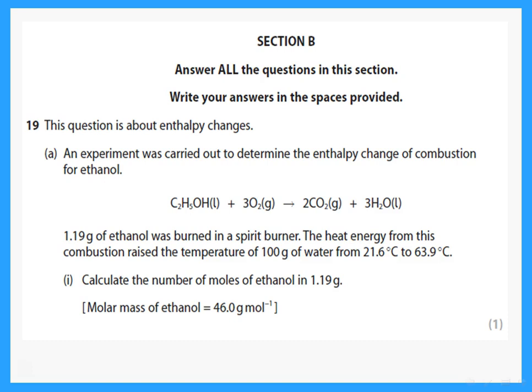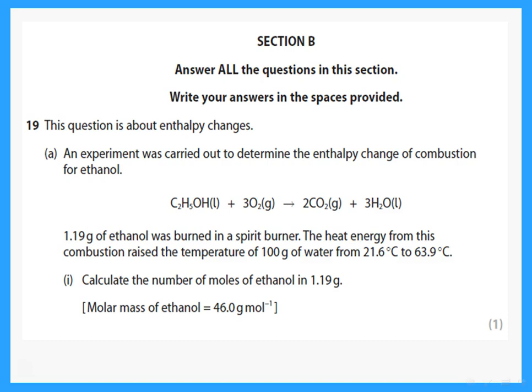Now, this is section two, and section two has short answers, and he says this question is about enthalpy changes. An experiment was carried out to determine the enthalpy change of combustion for ethanol. 1.19 grams of ethanol was burned in a spirit burner. The heat energy from this combustion raised the temperature of 100 grams of water from 21.6 to 63.9.